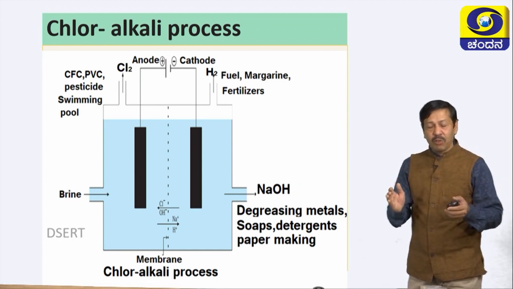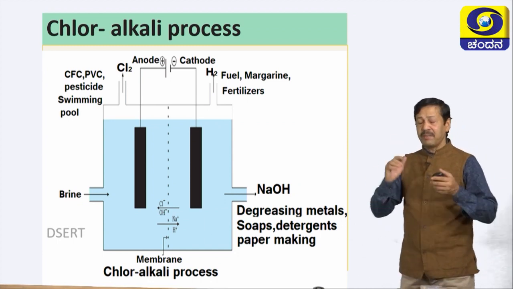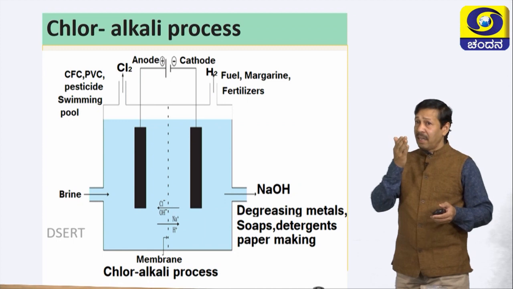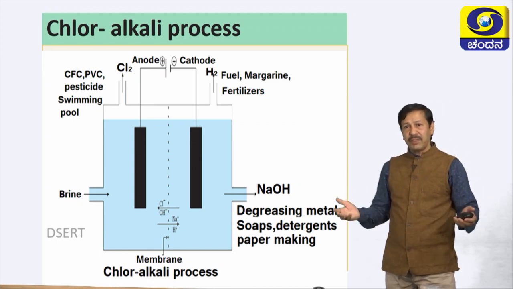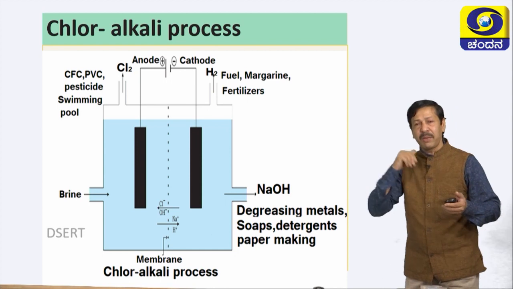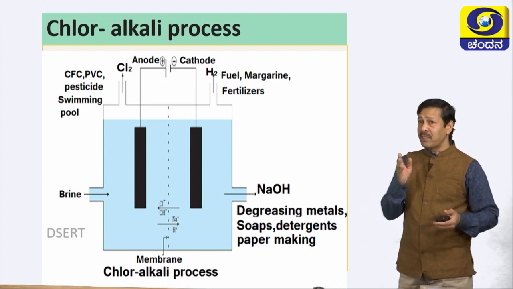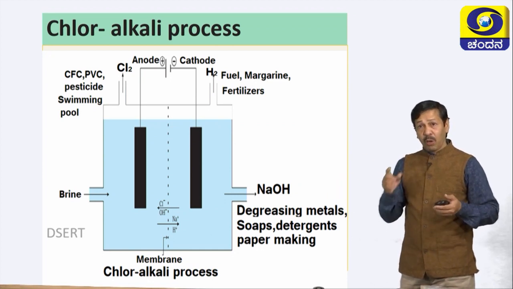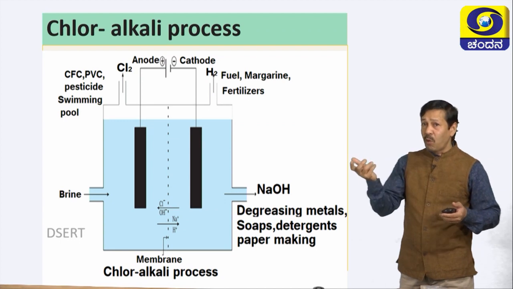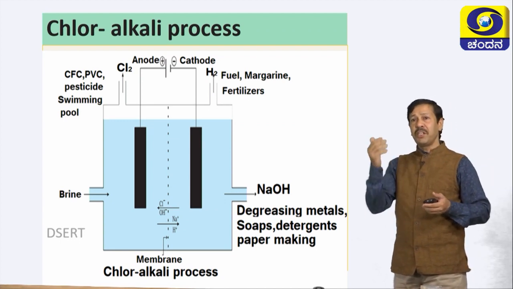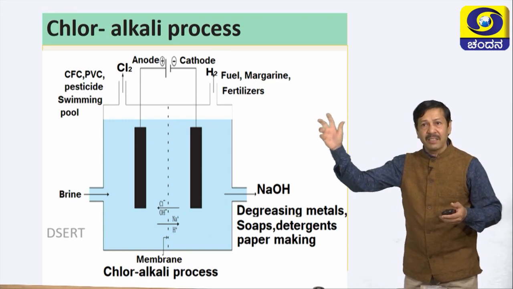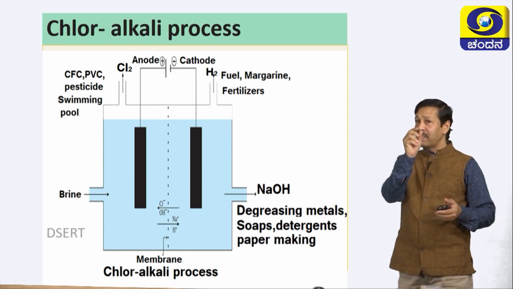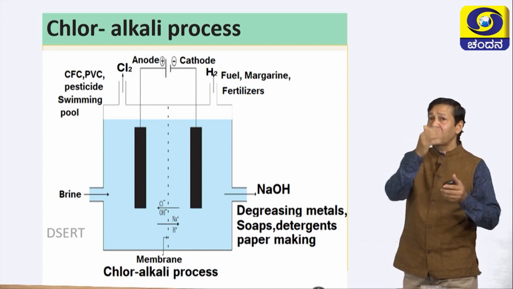Concentrated NaCl solution is said to be brine. That brine is taken in this unit, then electricity is passed through that. What happens? NaCl breaks up into Na+ and Cl-. Similarly, water also breaks up into H+ and OH-. Now, see what happens. The chlorine migrates towards the anode, which is a positive terminal. Cl- is a negatively charged ion, so obviously attracted by the positive anode, and what happens there? It is collected as chlorine gas.